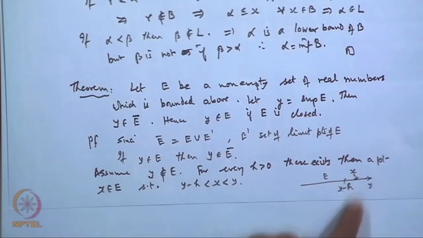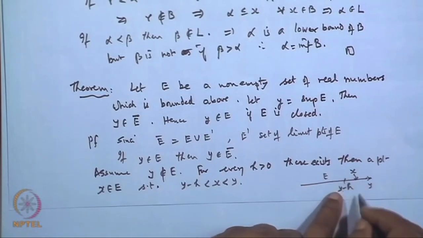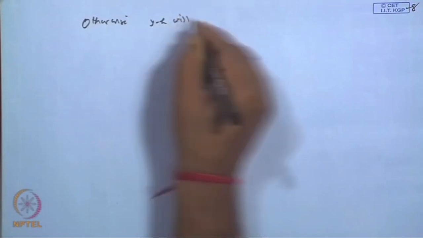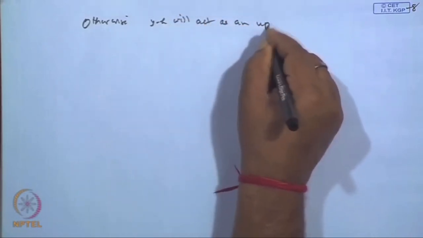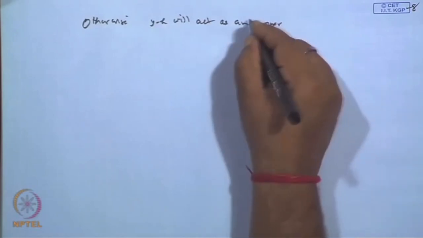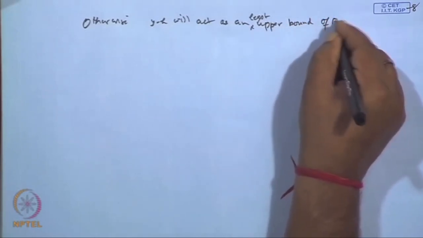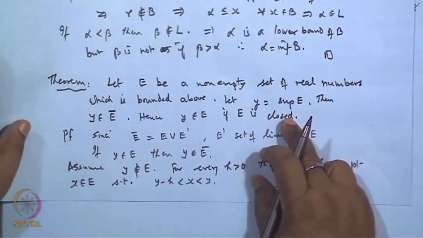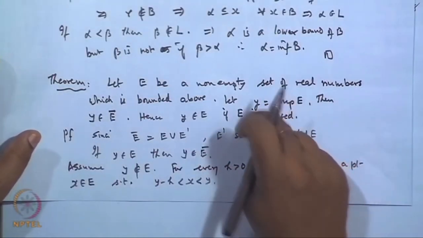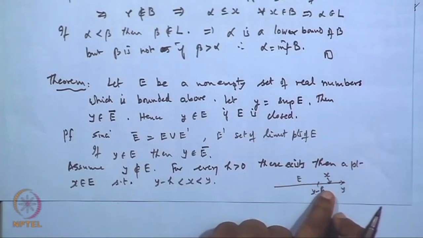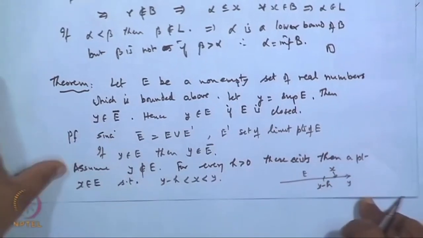Otherwise, if it is not so, then y minus h will behave as an upper bound for E, and this is true because otherwise y minus h will act as a least upper bound of E, which is not true, because y is given to be the least upper bound. So, as soon as you take a number slightly lower than y, some number of E must be available. It means in between y minus h and y, one can always get at least one number x in E.